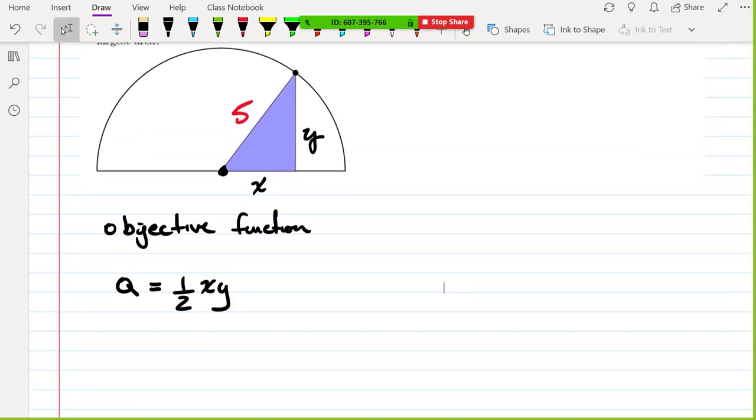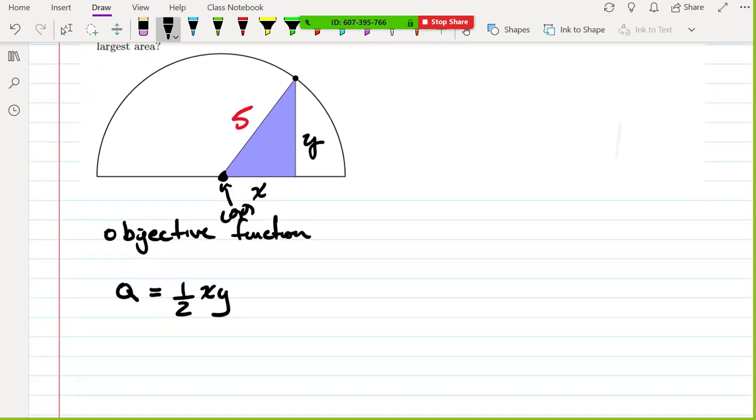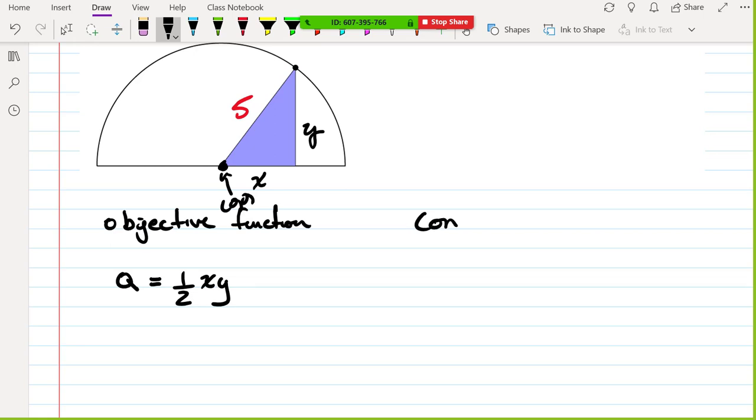Then we need our constraint. Well, the fact that our triangle is constrained inside of a semicircle with radius 5 means that if this is at the center 0, 0, then our constraint is going to be the equation of that circle. And that's going to give us x squared plus y squared is equal to 5 squared, or 25.